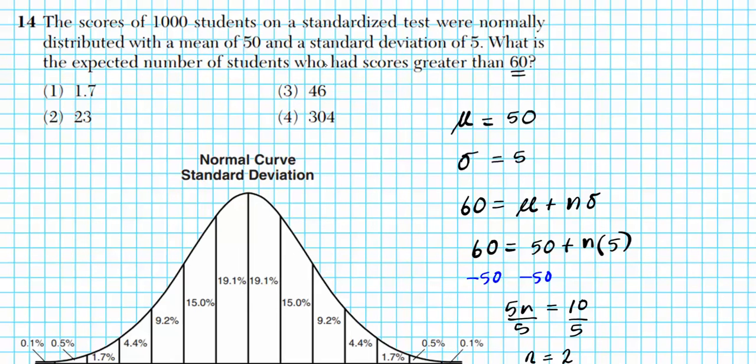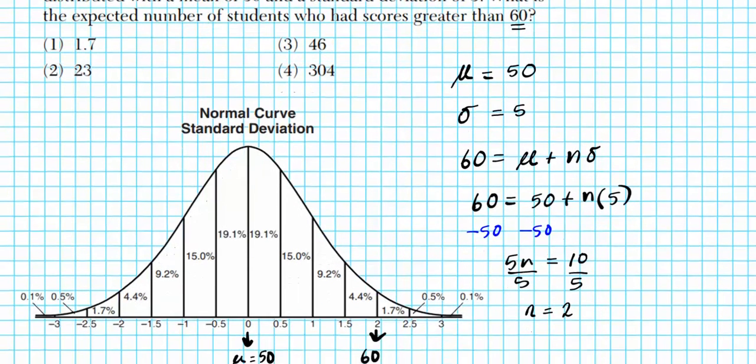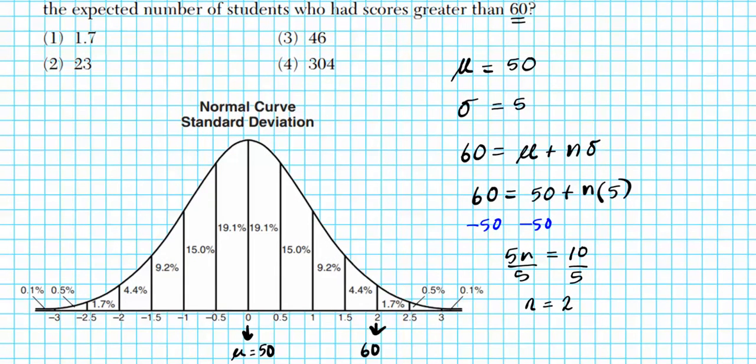Okay, so the question asks for the number of students who scored greater than 60. So what we're looking at is this percentage right here. If we can determine the percentage of the population that resides above 2 standard deviations to the right of the mean, then we just multiply that by our total population.